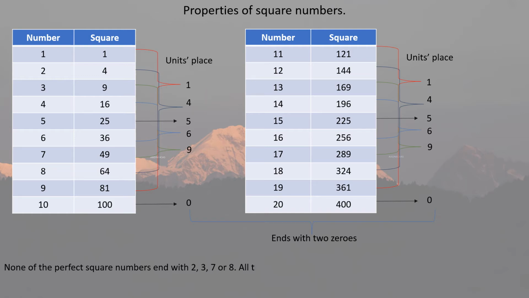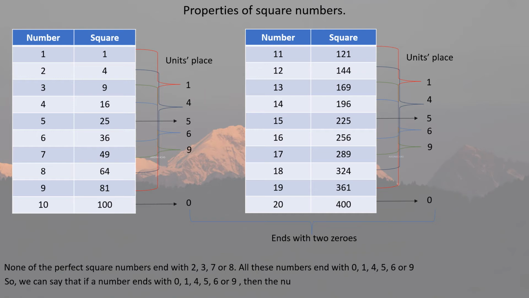None of the perfect square numbers end with the number 2, 3, 7, or 8. All of them end with the digit 0, 1, 4, 5, 6, or 9. Have a look at the table once again. We don't find 2, 3, 7, or 8 when we square any number. So we can conclude that if a number is ending with 0, 1, 4, 5, 6, or 9, then the number may be a square number.